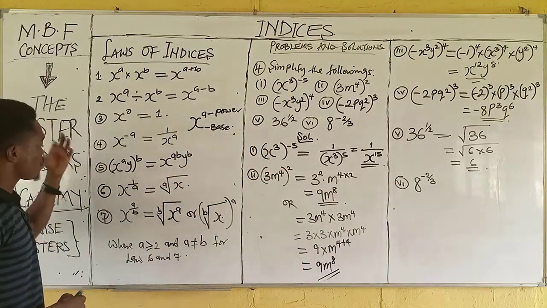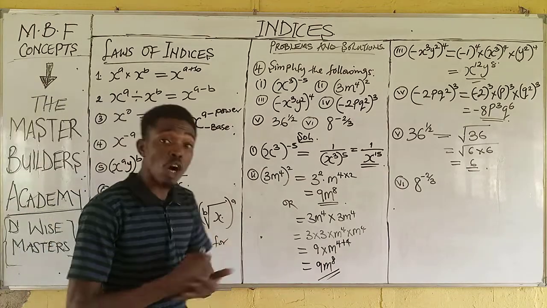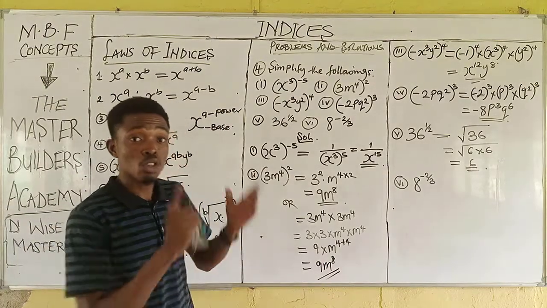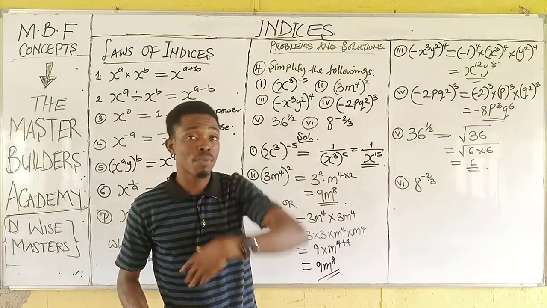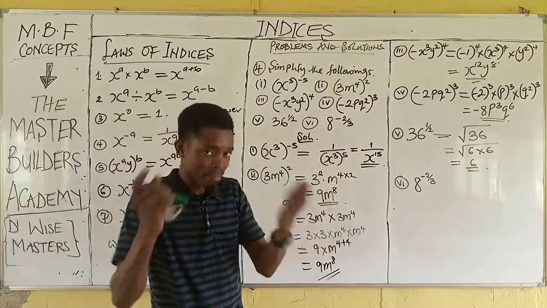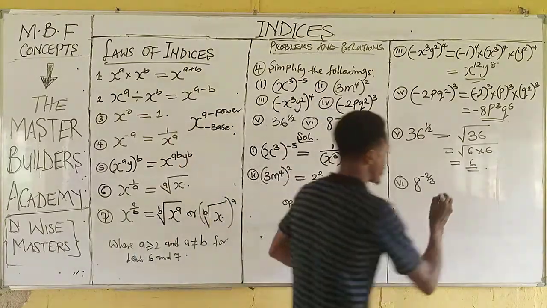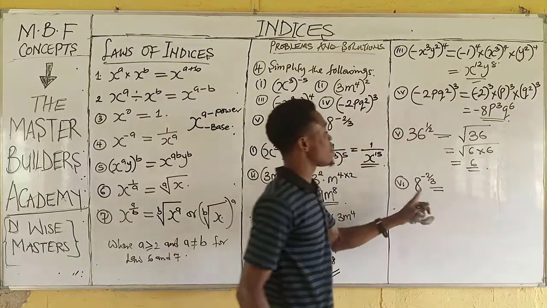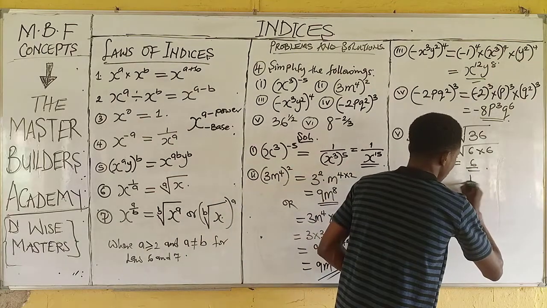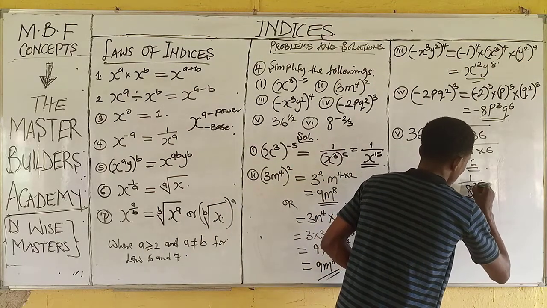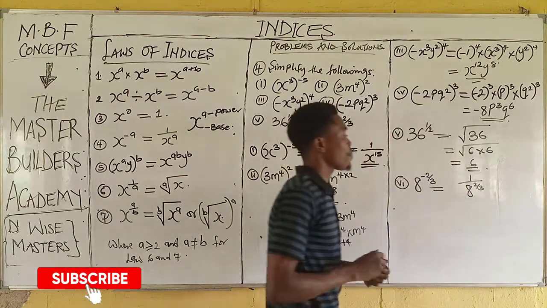Now between rule number 4 and rule number 7, rule number 4 comes first. So we are quickly going to first of all implement rule number 4 before we think of implementing rule number 7. Now to implement rule number 4, we are simply going to remove this minus here, which will turn to the reciprocal of the base to the same power.